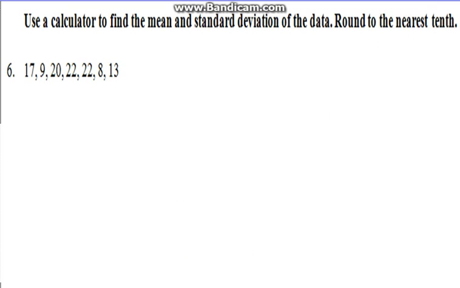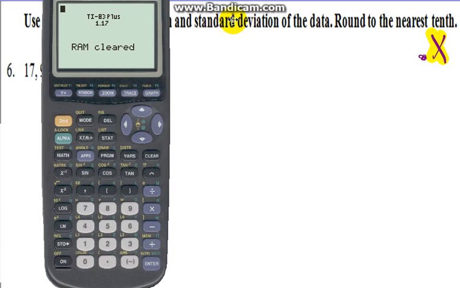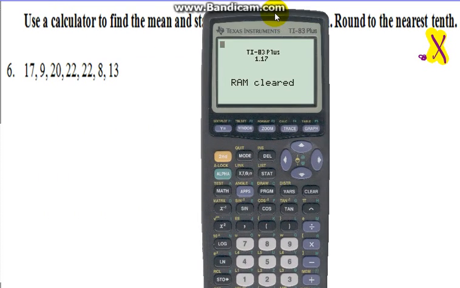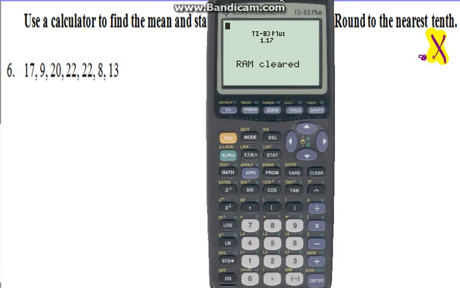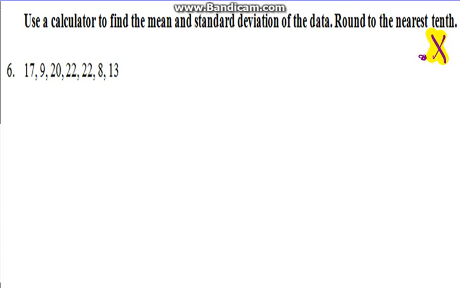Our next problem asks us to use the graphing calculator to find the mean and the standard deviation of the data, rounded to the nearest tenth, which is 1 decimal place. Okay, so let's get our graphing calculator. This is what we use in our class here. All right. So we're going to first clear everything out.